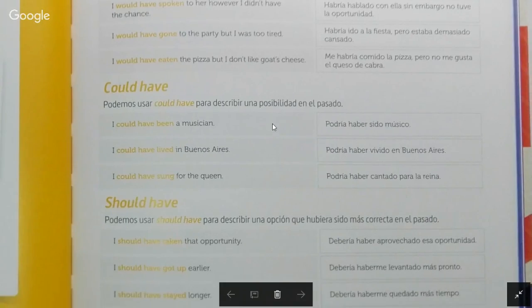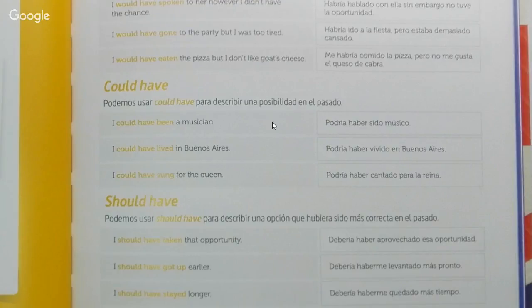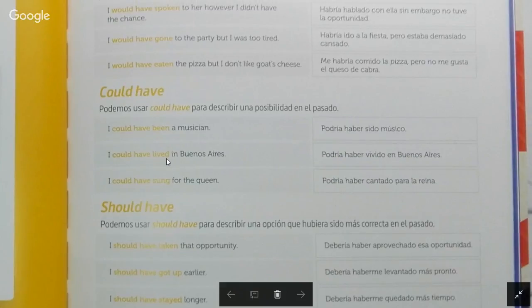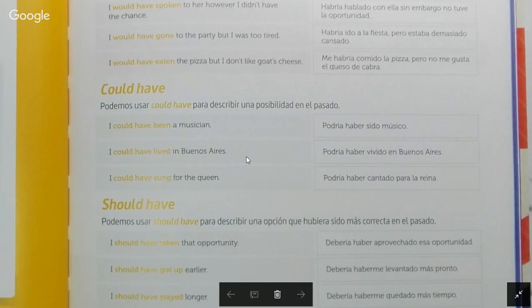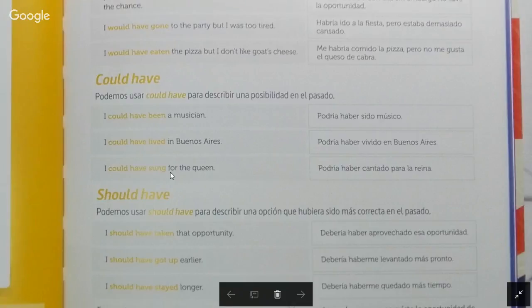Okay. Now, could have is a possibility in the past. I could have been a musician. Maybe my father played an instrument, or maybe my father or my mother gave me an instrument when I was young, but I didn't. Or maybe you learned a little bit about how to play the guitar and the violin and another instrument, but you didn't study. I could have lived in Buenos Aires, and I could have sung for the Queen.